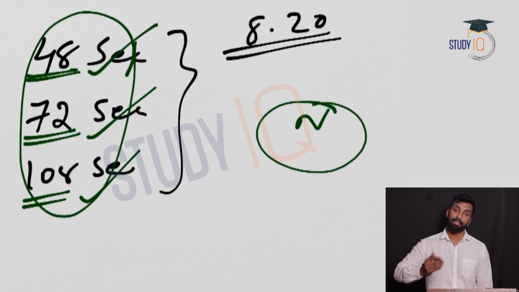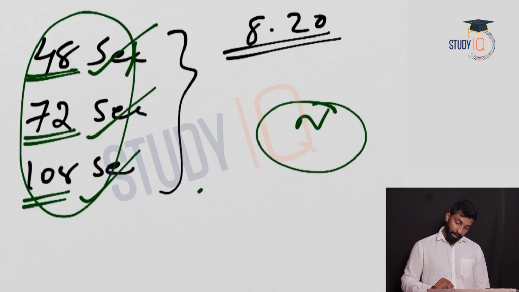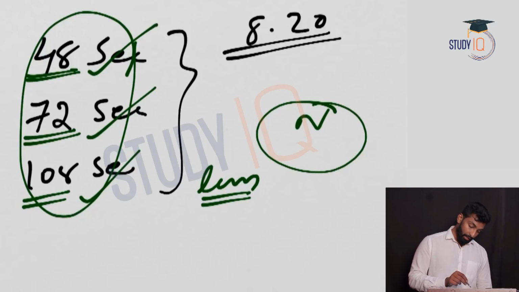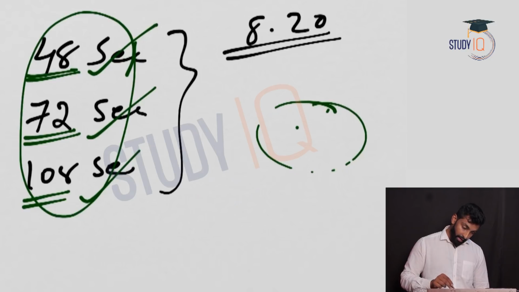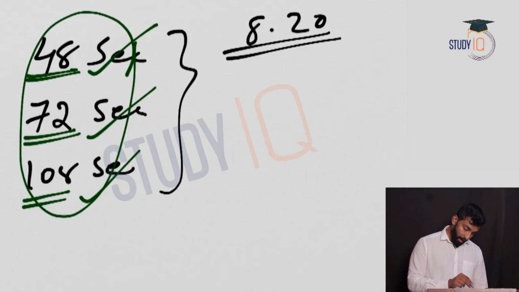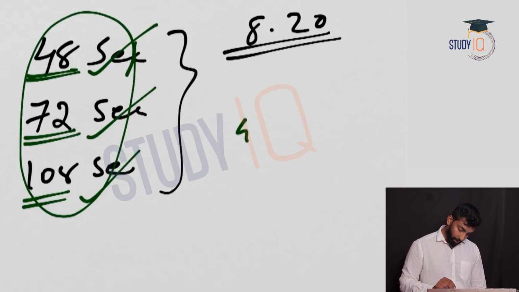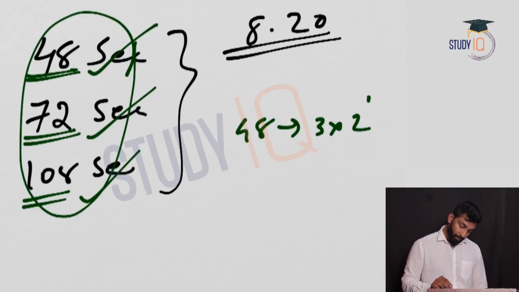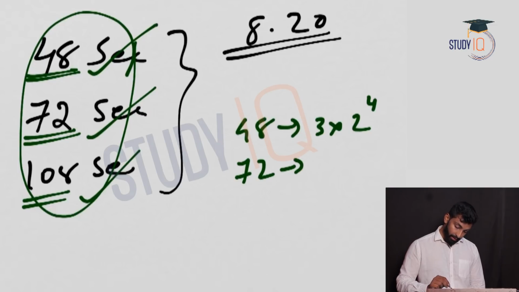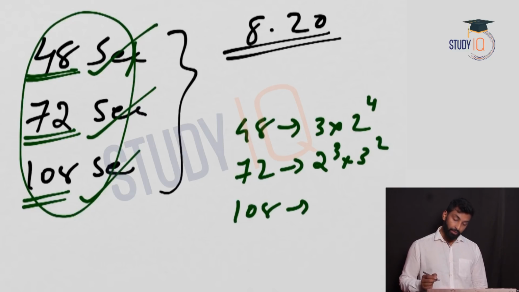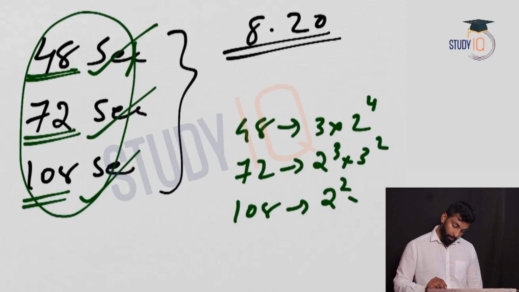But what I need is the very next, that means the first one. So I need to find the LCM, right? So what is the LCM of 48, 72 and 108 is what I need to find out. What is 48? 48 I can write as 12 into 4, so it will be 3 into 2 raised to 4, or I can write it as 16 into 3. What is 72? We have already discussed it: 8 into 9, so 2 cube into 3 square. 108, we know this is 27 into 4, so 2 square into 3 cube.